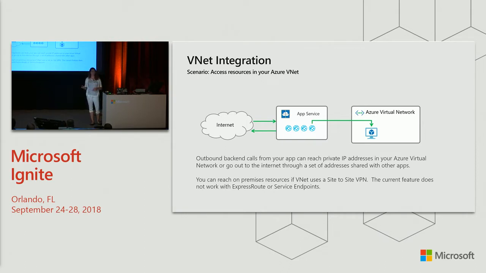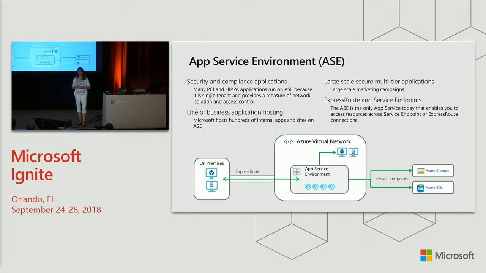VNet integration. VNet integration allows you to connect the back end of your web application with one of your virtual networks. The way the feature works today is it's built on top of a point-to-site VPN. So it's powerful because it does connect you to your VNet, but there are some limitations because of the technology used. Because we're using point-to-site VPN, we don't have access to resources across ExpressRoute or service endpoints because the IP space is different and there's no routing between the gateways. It still opens up the door to a lot of use cases, and it's quite widely used today. This one is only available on Windows and in standard and above.